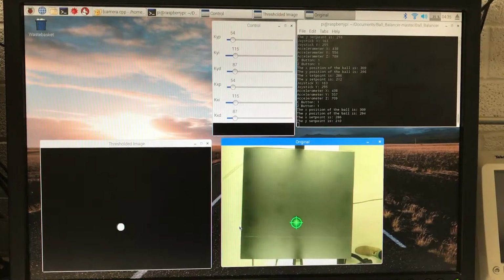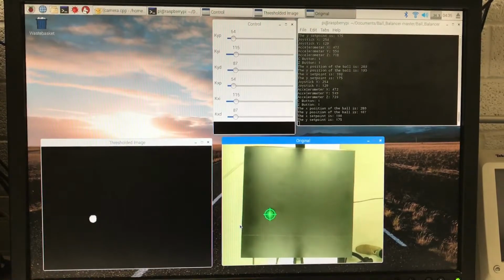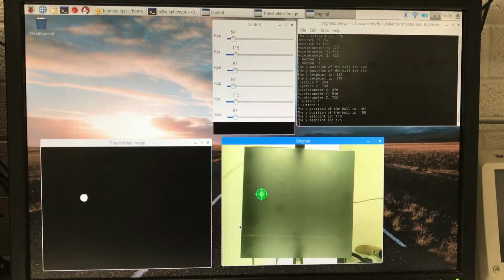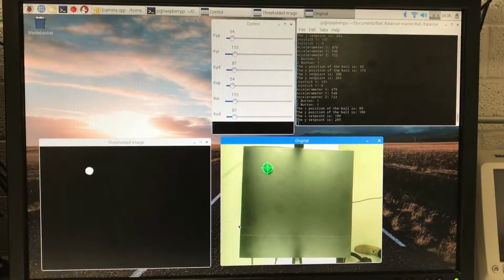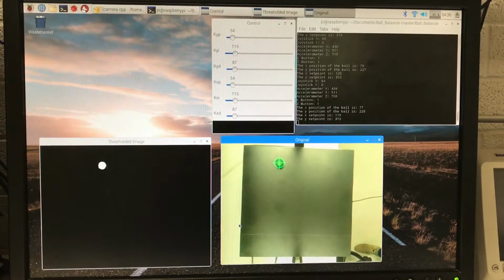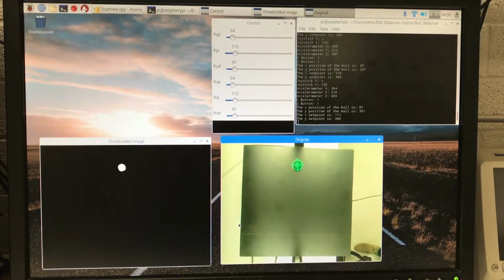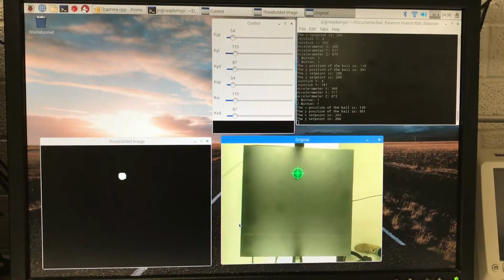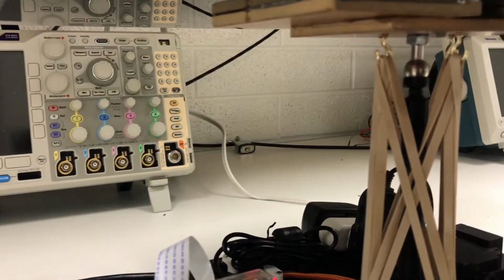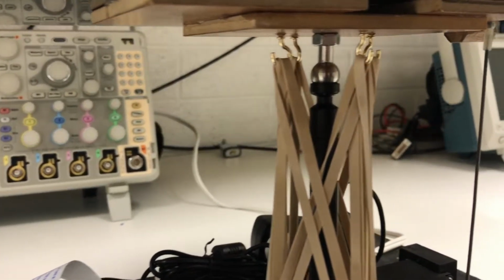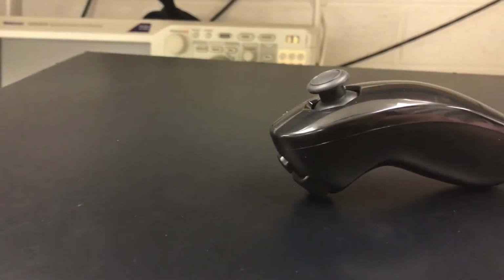The project works by first using the camera and the OpenCV library to get the position of the ball, which is given to the computer, the Raspberry Pi 3. From here, the computer adjusts the servo motors through a PID controller. The platform is balanced on a ball and dampened using rubber bands. User input is gathered from a Wii Nunchuk controller.